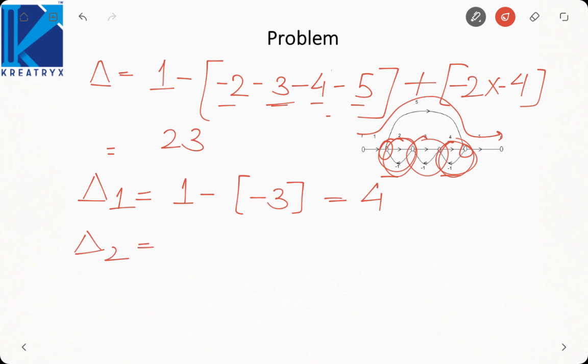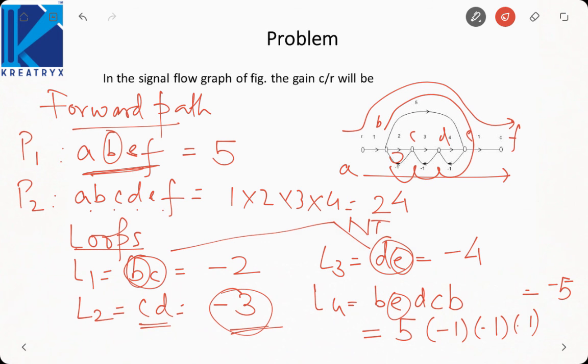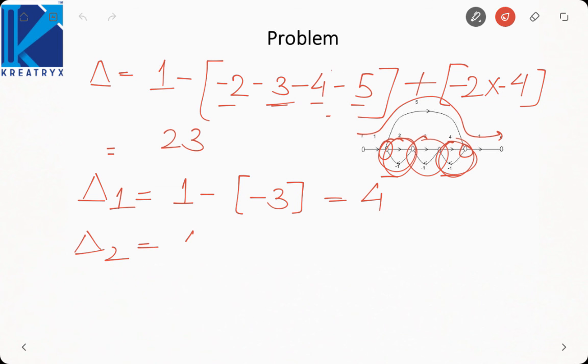Next, talk about delta 2. Next path is A, B, C, D, E, F. So it is touching BC, it is touching CD, it is touching DE, and it is also touching BEDCB. So it is touching all the loops. If I remove all the loops, it would remain only 1.